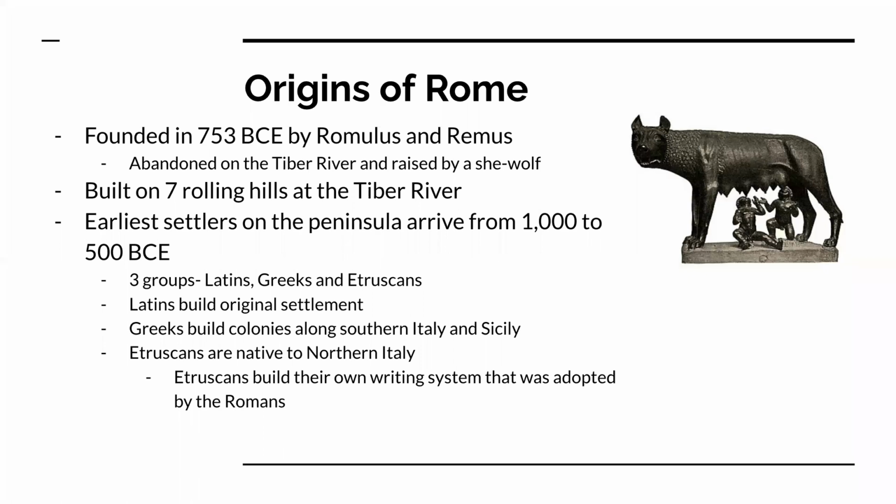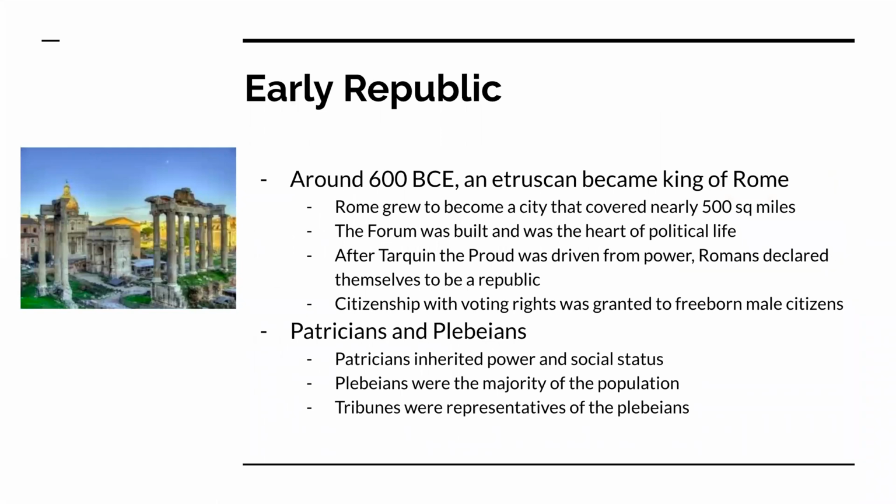So the early republic, right around 600 BCE, an Etruscan became king of Rome. And Rome is going to grow to a city that will cover about 500 square miles. Different kings order the construction of Rome's first temples and their first public centers, the most famous of those being the Forum. You can see there on the left the ruins of the Forum that exist. And it becomes the political heart of Rome itself.